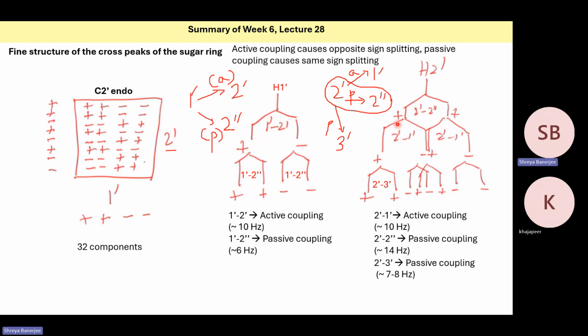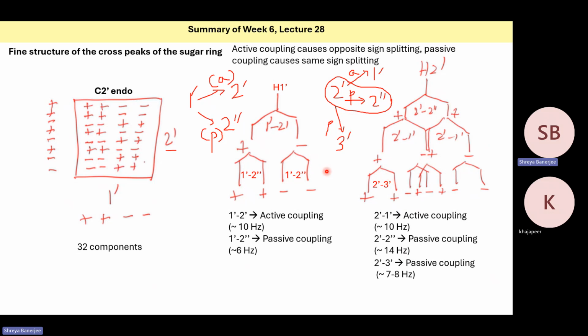Then we will see the 2 prime 1 prime splitting. 2 prime 1 prime splitting is less, so it is 10 Hertz. So initial splitting was 14 Hertz, now it is 10 Hertz. So now there is no crossing because the second splitting is lower. But 2 prime 1 prime is the active coupling. So plus, because it is active, it will split into two components of opposite sign. So plus will become plus minus, plus will become plus minus.